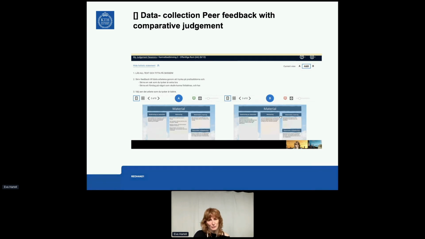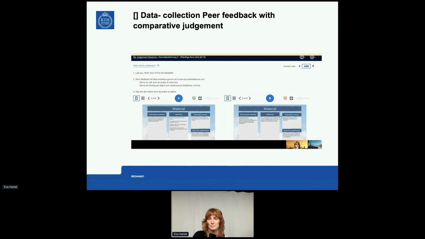And then they were presented with these two portfolios, and they chose one as better, but they also provided feedback to their peers. So why is this better? Or have you forgotten to fill that out? Or you have not done that, or you have done that really well as well. And by being exposed to their peers' portfolios, they also get feedback on their own. So the judges in this, here it was the students, also learn from looking at their peers' work.